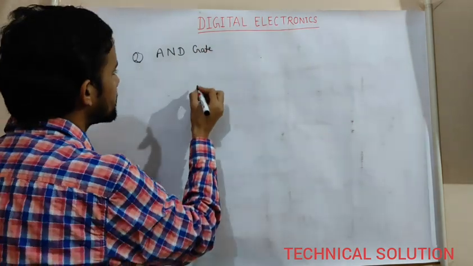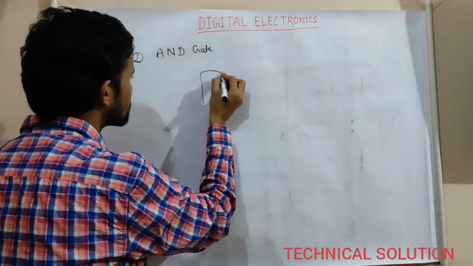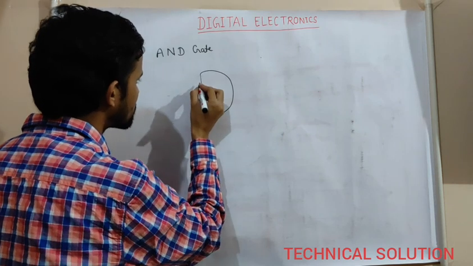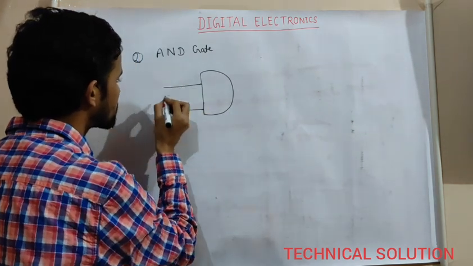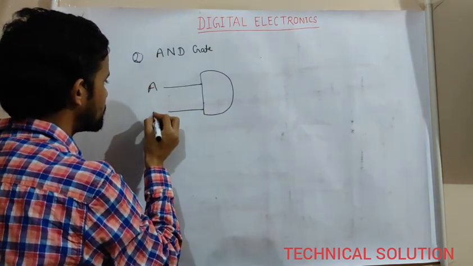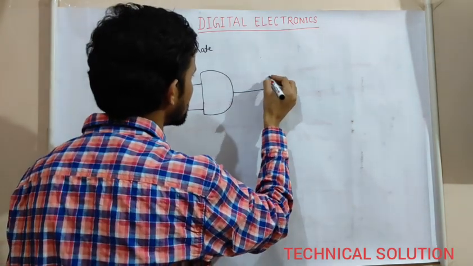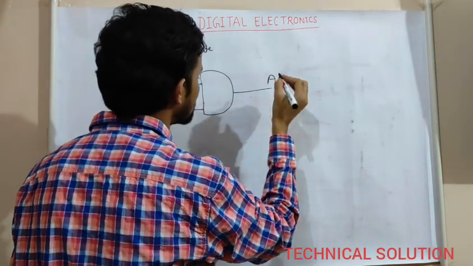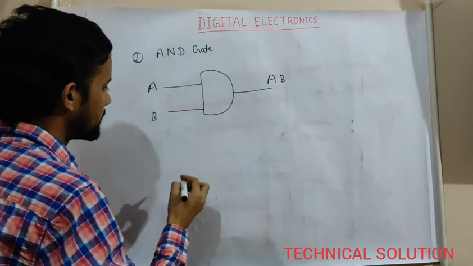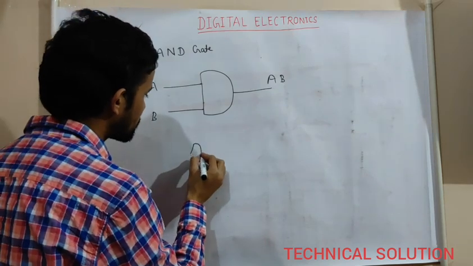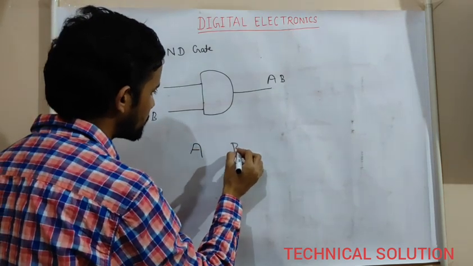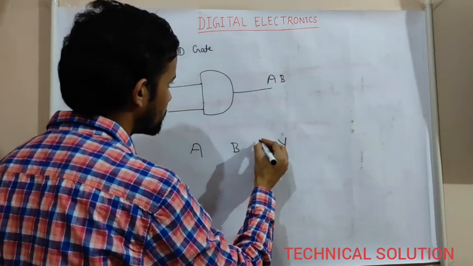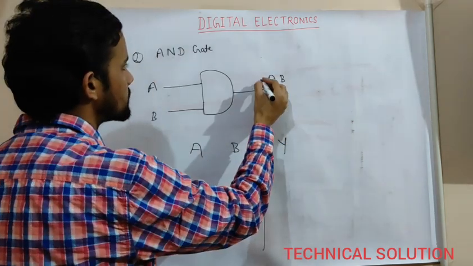The symbol of AND gate is given by this. This is A and this is B, and we get AB. The truth table of this AND gate is given by this: input A, B, and this is output Y.